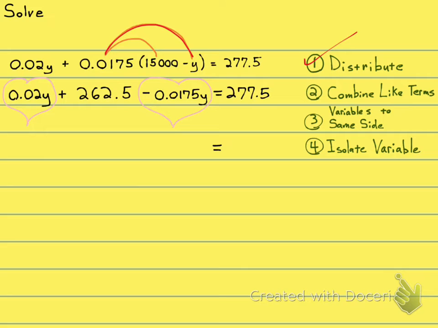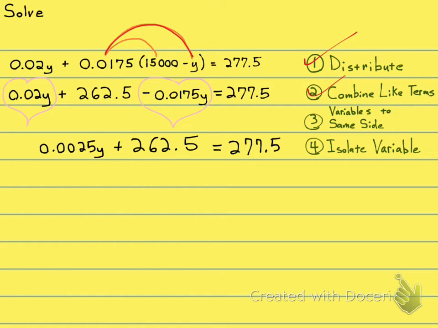And I have 0.02 y's minus 0.0175 y's, and that's going to give me 0.0025 y's. All right, I drop everything else down. So here's my plus 262.5. On the other side, I drop down my 277.5. All right, combine like terms, done.